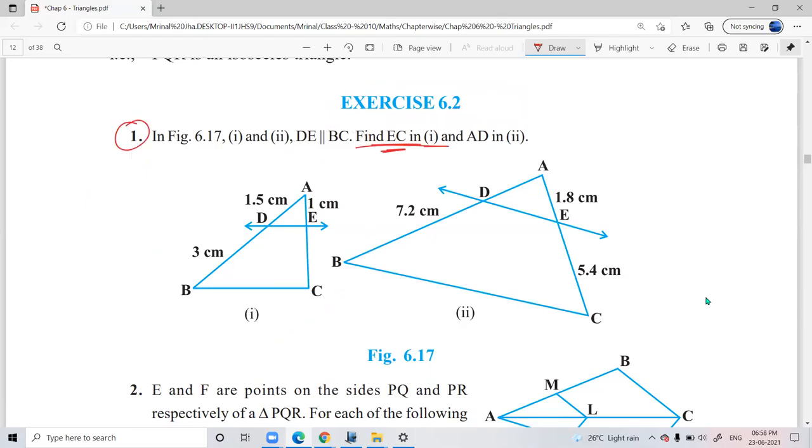All of you work on this first question, exercise 6.2, first question. Just use the PPT and find whatever they're asking. In the first question, you have to find the value of EC. This one. Can you all do this? Yes, sir. Okay, do this quickly.